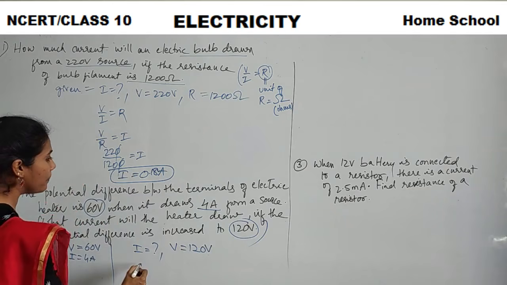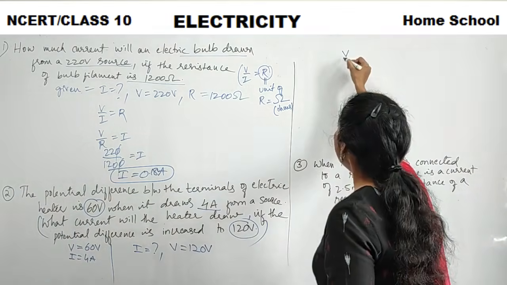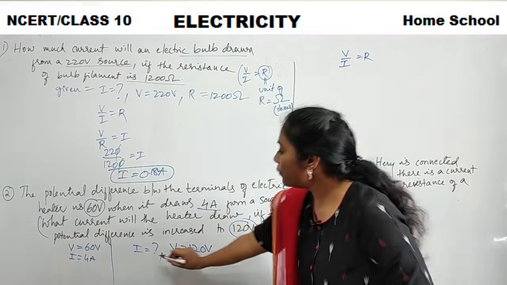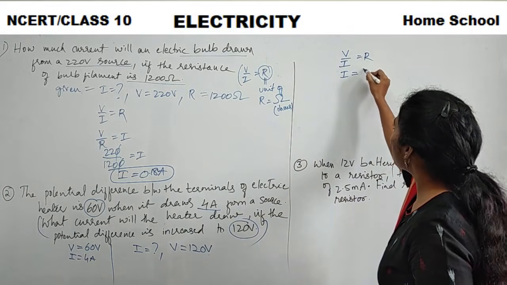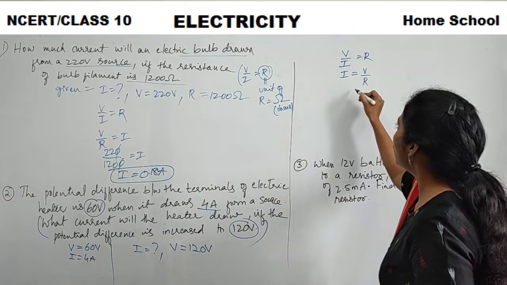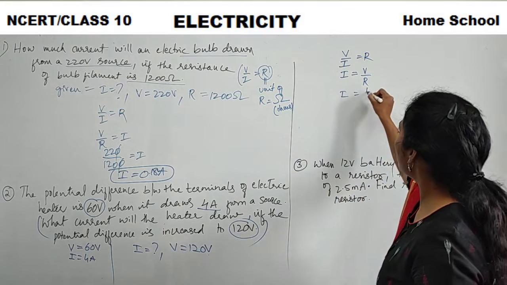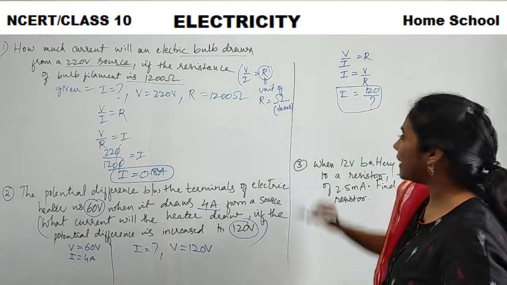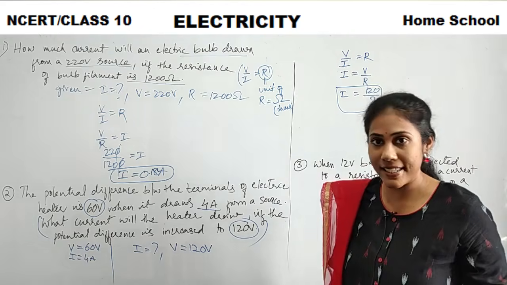We know it's from Ohm's law. We can say V by I is equal to R. So, if you want to calculate I, our formula is V by R. Here the V value is given. How much is the V value? 120. But do you have the R value? No, right? You don't have the R value. You want a value for resistance.